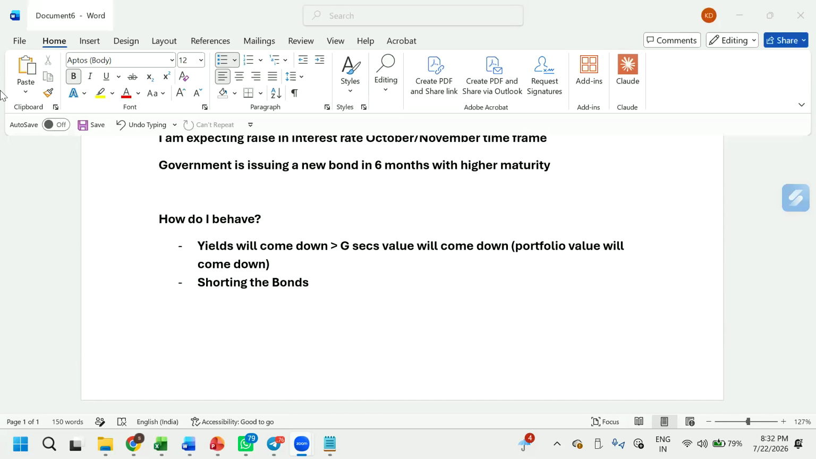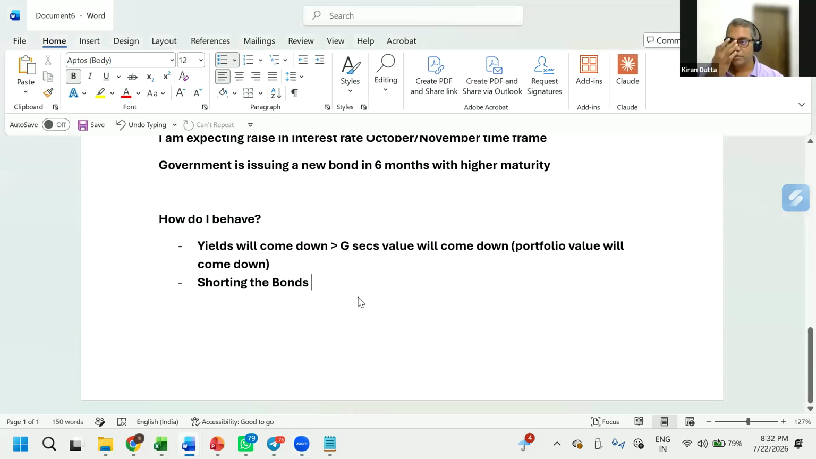Right, sir. Cool. Everyone understood this part. So the whole chapter revolves around that, right? Interest rates, what is the relationship, and all that stuff, right?